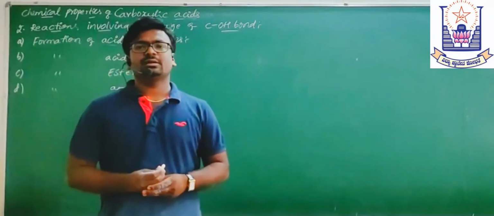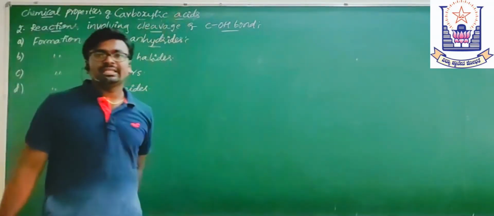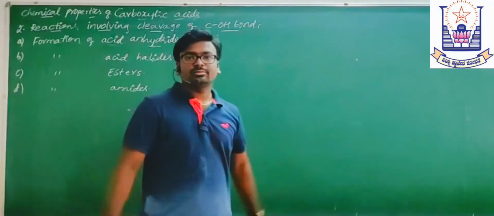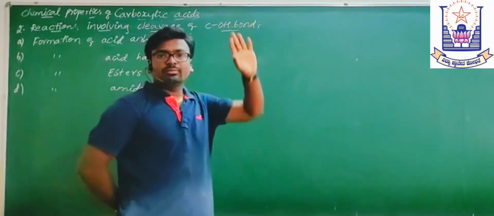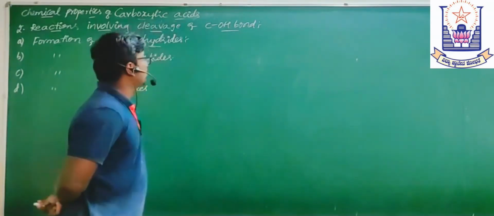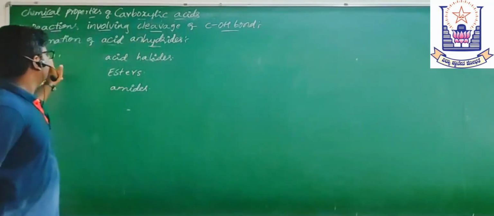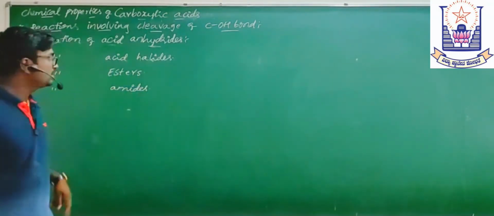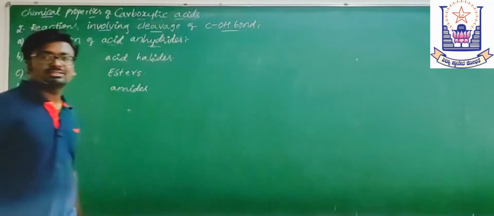We shall discuss the reactions involving cleavage of the C–OH bond. Here, the bond between C and O will be broken. The examples are formation of acid anhydrides, formation of acid halides, formation of esters, and formation of amines.